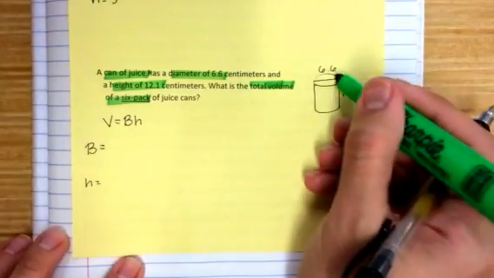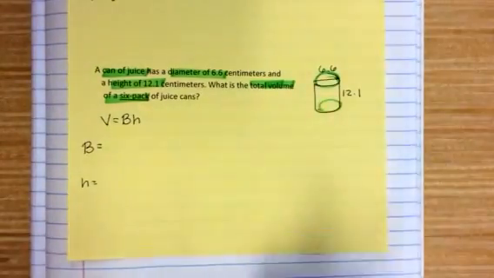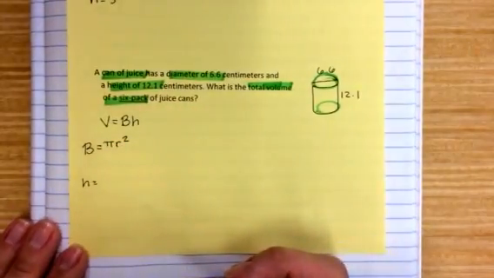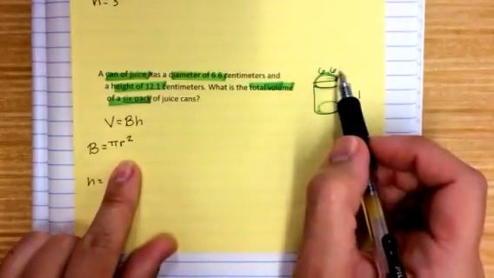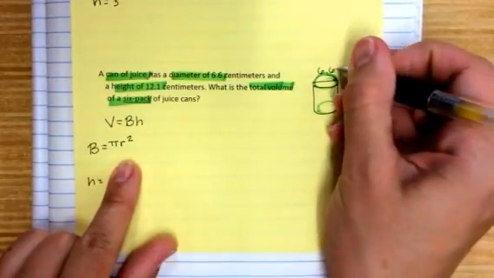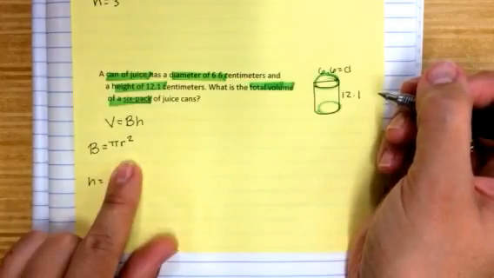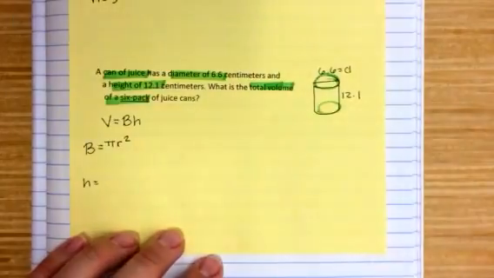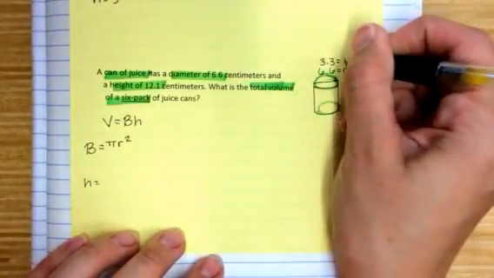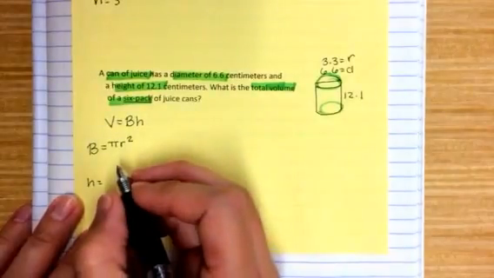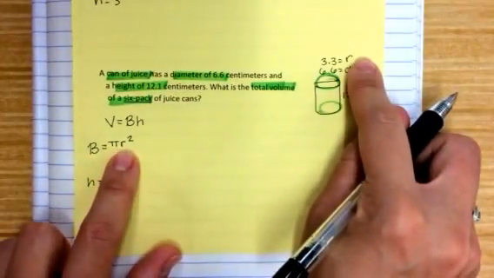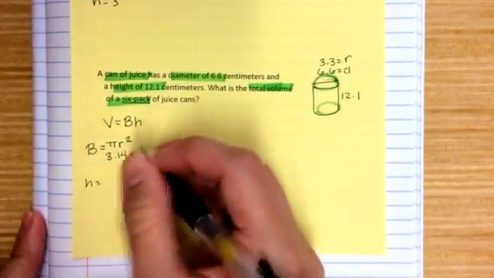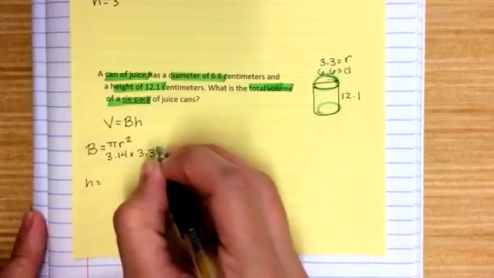Since the bases are circles, I know that I need the formula for area of a circle, pi r squared. They're asking me for a radius, but the problem gives me diameter. So remember that we divide by 2 to find the radius from the diameter. So 6.6 divided by 2 gives me 3.3. And that is the radius. So once I have the radius, which is what the formula is asking me for, now you can do this formula. 3.14 times 3.3 squared.